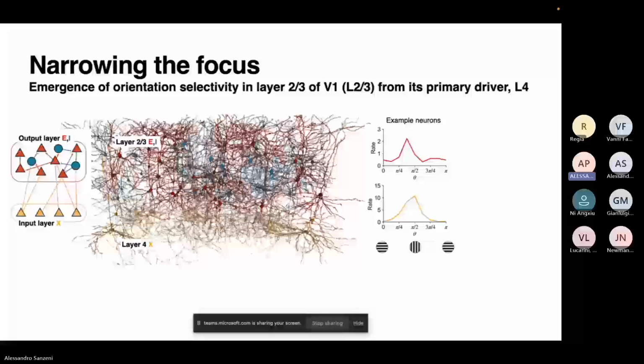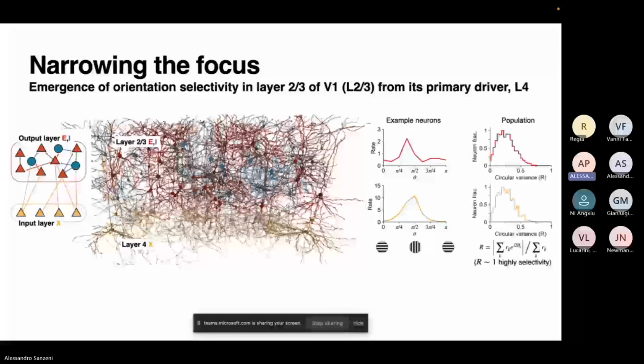Okay? So these are just two example cells. That's the firing rate of a neuron as a function of the stimulus orientation in layer 2-3, and this is in layer 4. In both layers, we have orientation tuning. So we characterize that through an index that is called circular variance. It's defined here. It measures how big this modulation is. And this is the distribution of the circular variance in layer 4 neurons, and this is in layer 2-3 neurons.